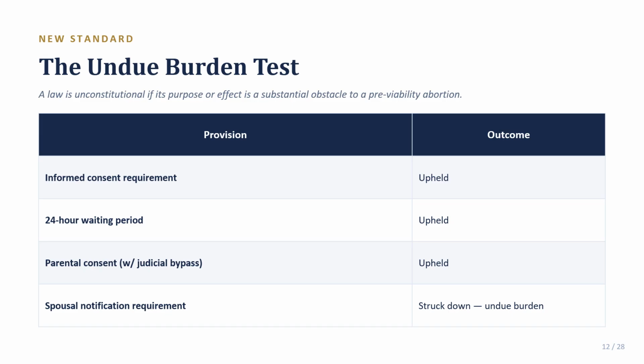And then you have the spousal notification requirement, which was struck down as an undue burden. The court found that that requirement, unlike the other three, imposed a substantial obstacle specifically because of the realistic dynamics of some marriages, involving situations like domestic violence, where requiring notification could expose a woman to a genuine risk of violence or coercion of some sort, effectively preventing her from exercising the underlying right at all for a meaningful number of women.